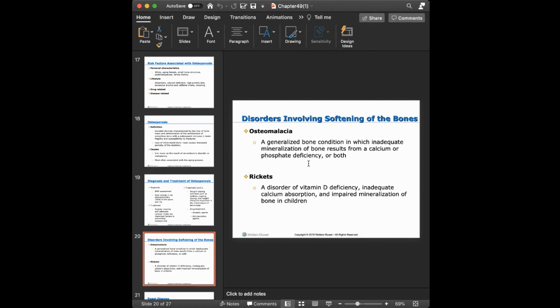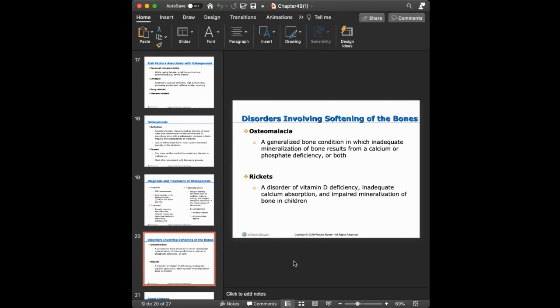Rickets comes from a vitamin D deficiency. Because vitamin D helps with calcium absorption and with mineralization of the bone, if patients are lacking in vitamin D, then they can develop rickets, which can cause softening of the bones and bending of the bones.